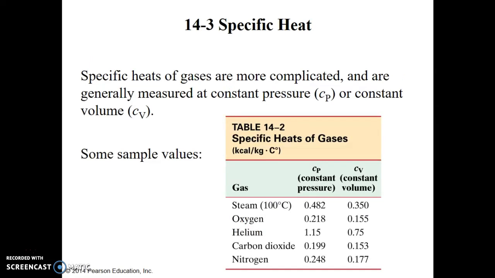Now, when we start dealing with gases, things are a lot more complicated. That number can change based on whether pressure is changing or volume is changing. So we've got two different numbers. One, Cp, would be the specific heat if your pressure is held constant. And the other, Cv, is your specific heat if the volume is held constant.